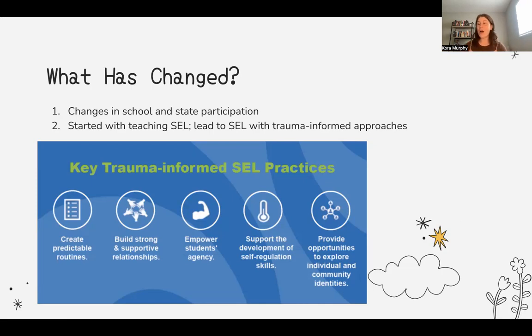But today, all 50 U.S. states have SEL standards or competencies for preschool. 11 states have extended preschool standards to early elementary, and 18 states have standards K to 12. Another thing that has changed over time with social emotional learning is that it started with just SEL, but now it's led to teaching social emotional learning with trauma-informed approaches. It's almost like we're putting them together, right, to get the best possible outcome.